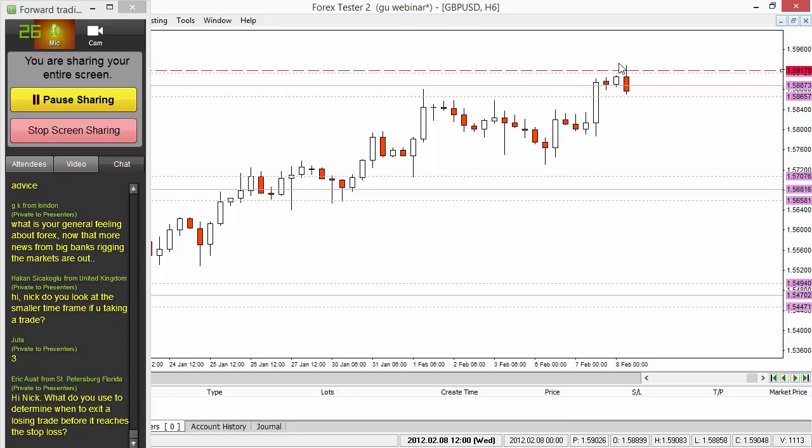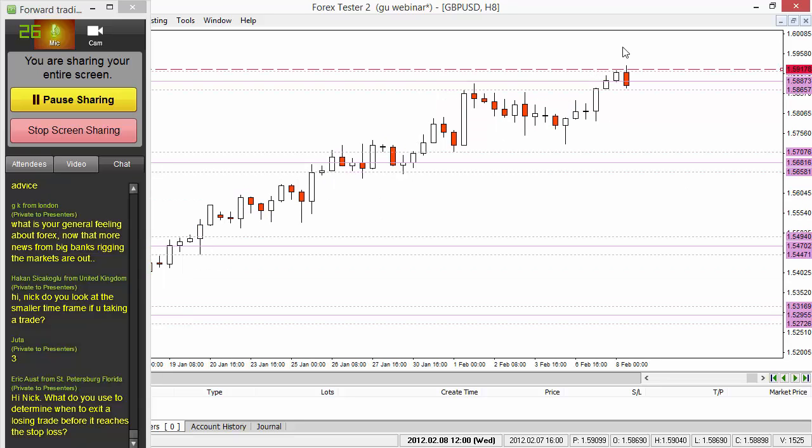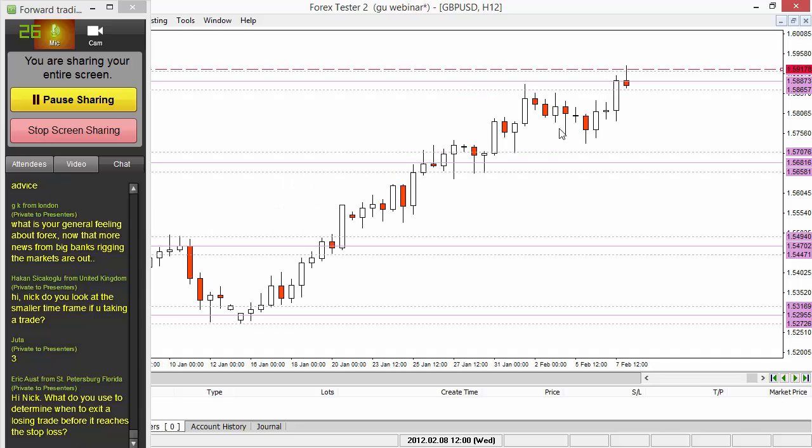I don't like this candle that popped up here before coming down. So we'll go up to the 8 hour. No solid indecision on the 8 hour. And we'll go up to the 12 hour. And that's where it starts to look good.